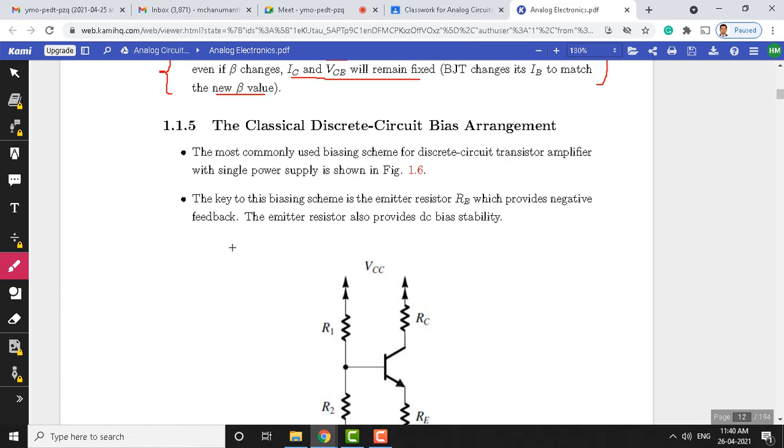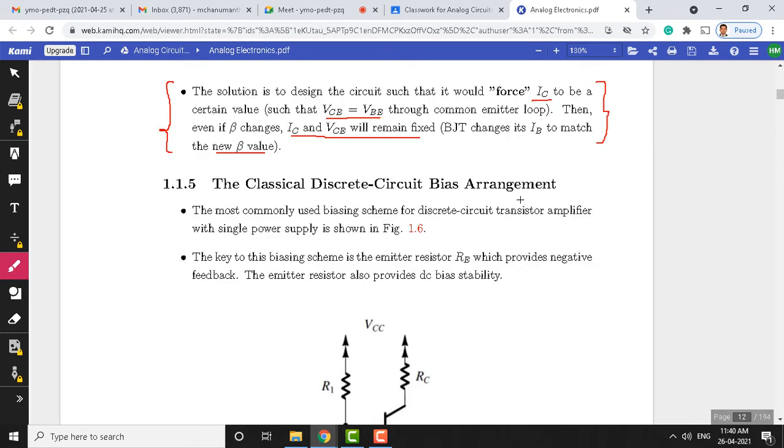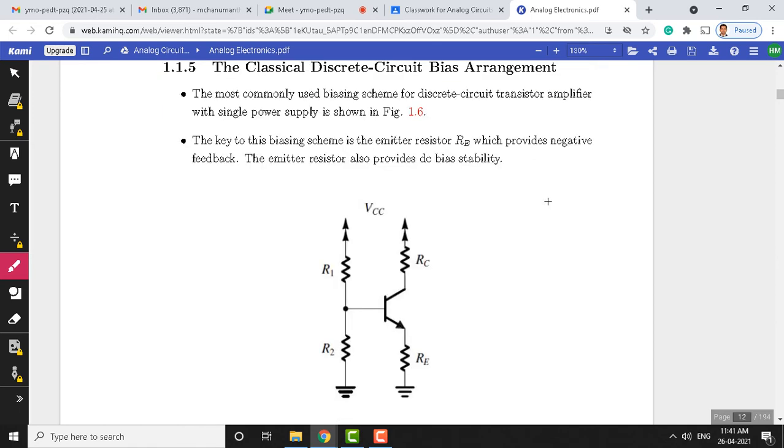If you do not have questions, let me move on to the next, good biasing schemes. The previous bias circuits that we have discussed are called bad bias circuits, or they are not good bias circuits. Now, we are going to discuss a good or better bias circuit called the classical discrete circuit bias arrangement. As you can see here, what changes would you observe in this circuit compared to the previous circuit? Any changes you see in this circuit? Resistors. Yes, this is an extra component which is added, right?